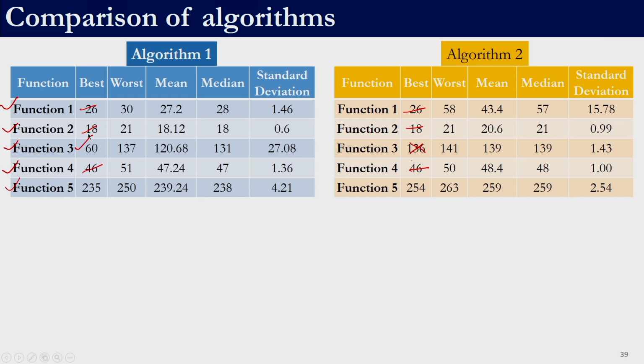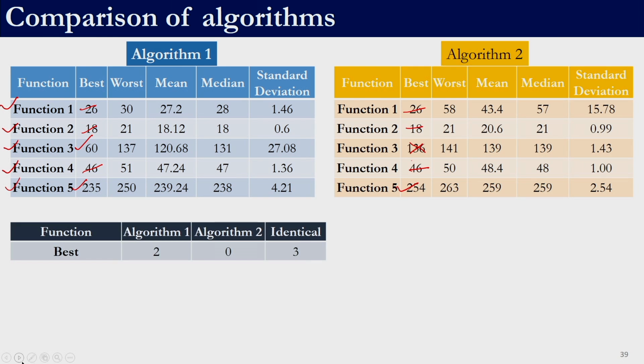Same thing for function 5 if we see. So, 235 is better than 254. So, I can make this conclusion. So, that is just the statistic. So, algorithm 1, algorithm 2.